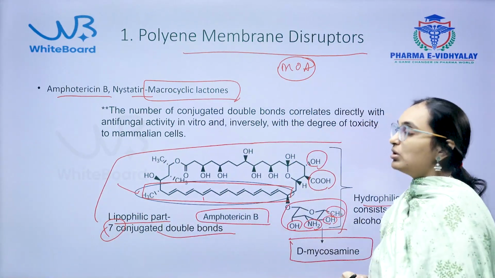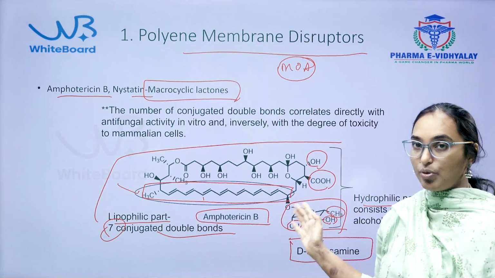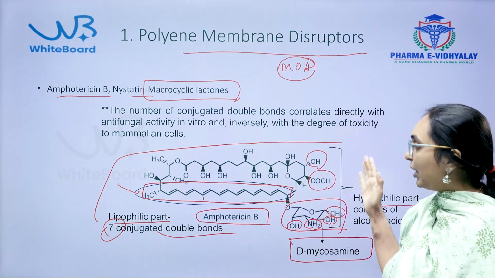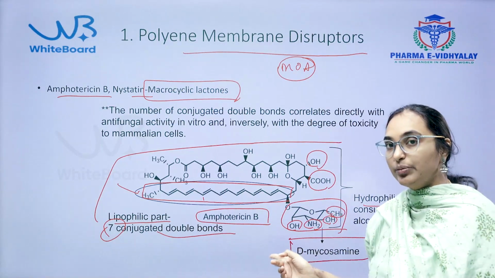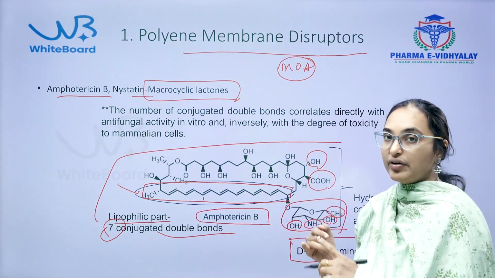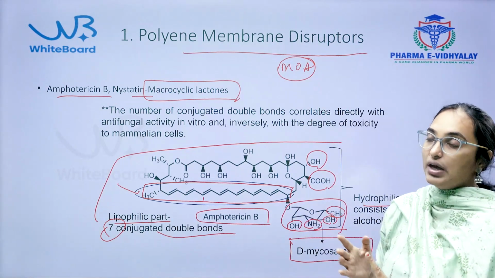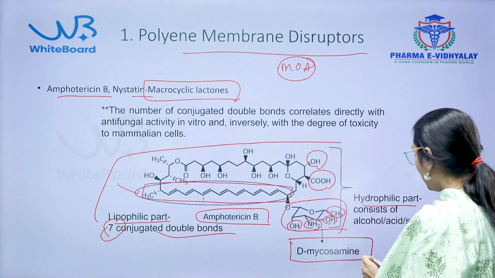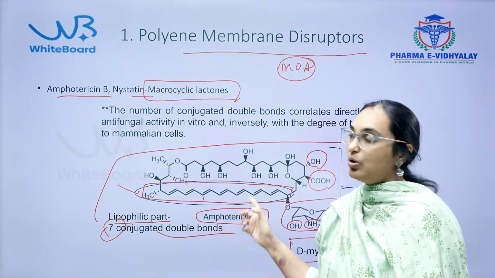Similarly, nystatin will also have conjugated bonds, not 7 but a different number, and the hydrophilic part and lipophilic part will be present. Especially in amphotericin B, the hydrophilic part consists of alcohols, esters, acids and sugar. The sugar part is called D-mycosamine. In the lipophilic part, 7 conjugated double bonds are present.